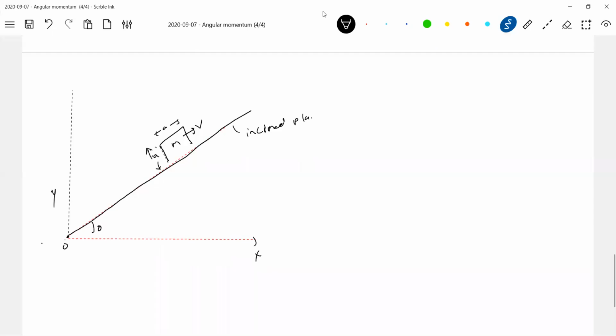At t equals 0, it was here. After some time t, I'm asking, what can be the angular momentum of this particular block? I'm pulling you to some laws of motion concept. Sir, about what point? About the origin. Angular momentum about the origin. How to do this? Shall we say 0? No, it cannot be 0.